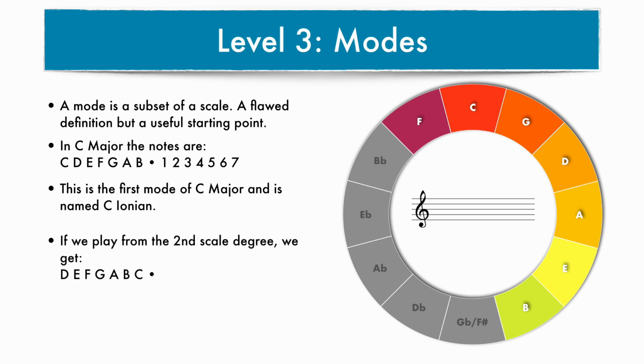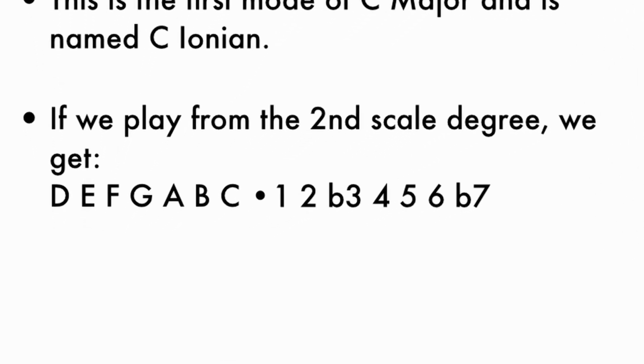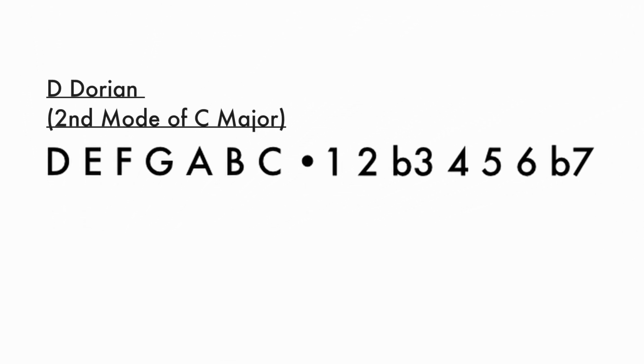If we now play from the second scale degree of C major, we get D, E, F, G, A, B and C. It's important to understand the formula of this scale. It uses all of the notes of C major, but we start on D and end on D. We now consider its tonality as beginning on D. Therefore, all of the scale degrees are counted from that D note, D being 1, E being 2, and so on throughout the scale.